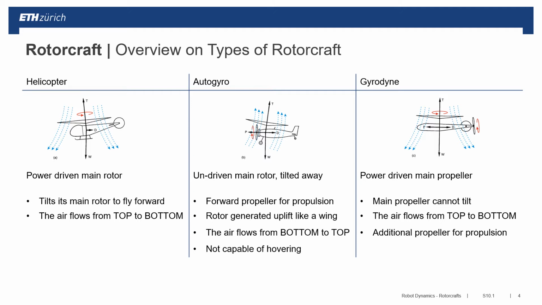The third one is a gyrodyne, which has a main rotor which is actuated around its main axis but not controlled in angle. So the main rotor cannot tilt and thus also not generate forward speed. So in this concept, the forward speed is actually generated by an additional propeller which pushes the whole rotorcraft forward, and similar to the helicopter, here the airflow is from top to bottom.